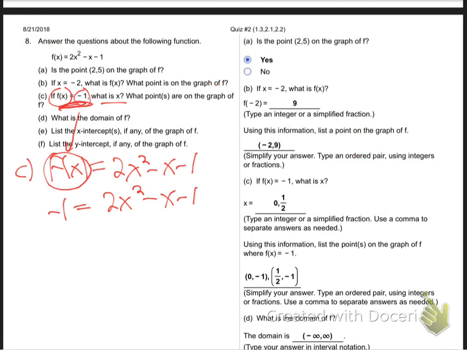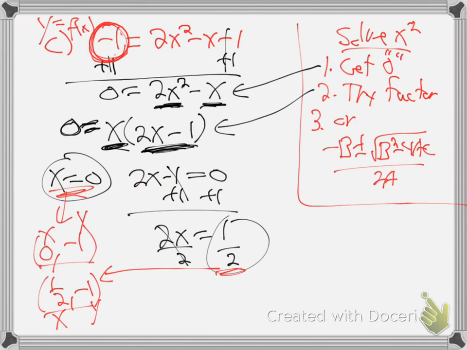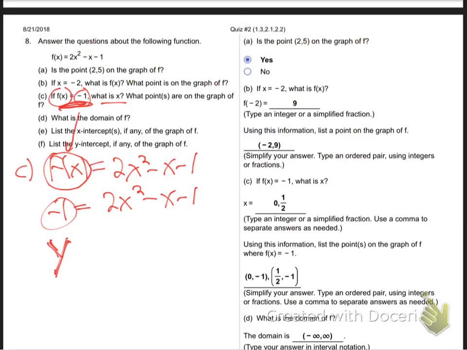See how we let f of x be negative 1? Negative 1 is f of x. That's y. Remember, function values, g, f of x, g of x, h of x, those are y values. So those are both y values of negative 1. Those are both y values of negative 1 that led to the x values of 0 and a half. So those are the 2 points.